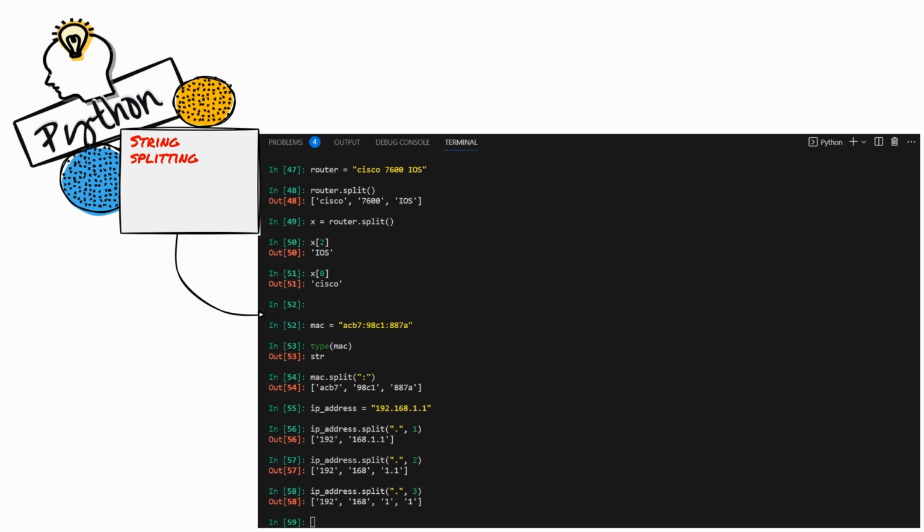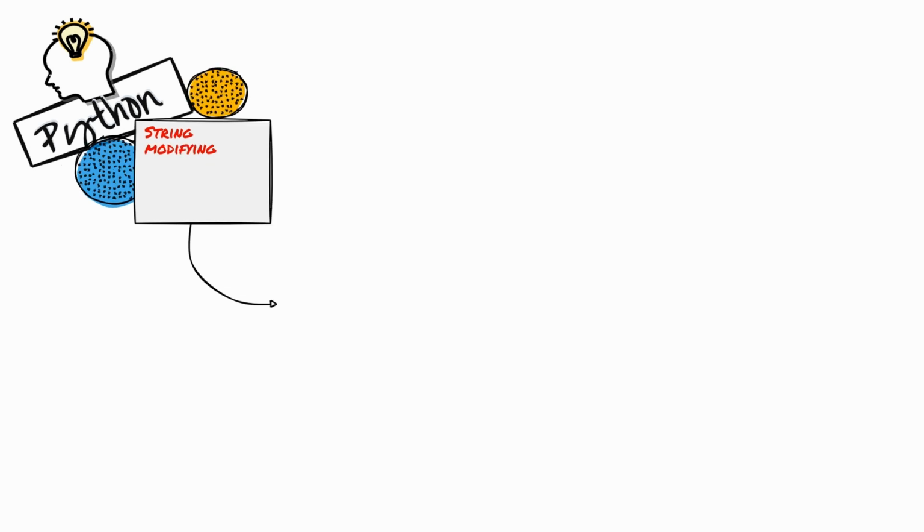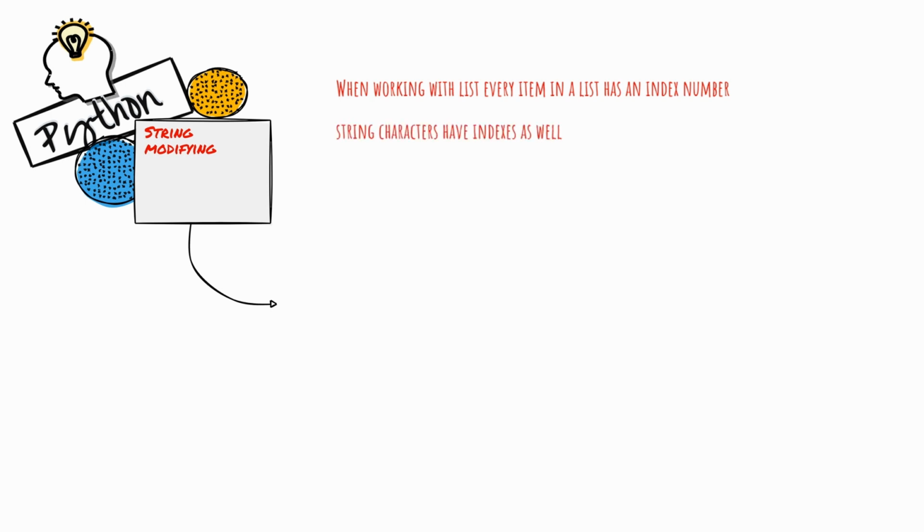Next we'll discuss modifying a string. When working with a list, every item in the list has an index. We have seen that before. String characters have an index as well. When we access the indexes in a string, we call this slice indexing. With slicing, we are able to grab specific characters in a string based on their index value.